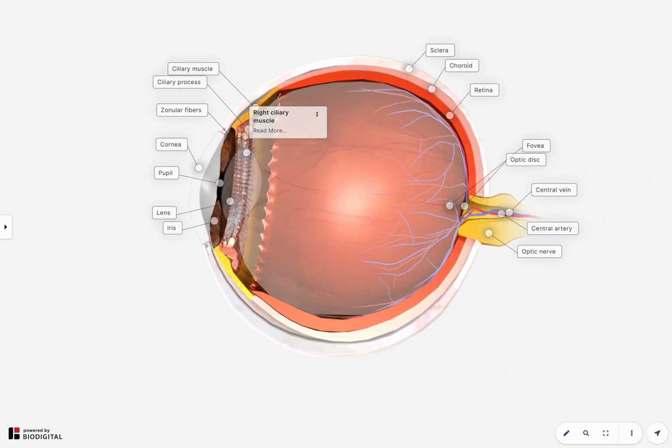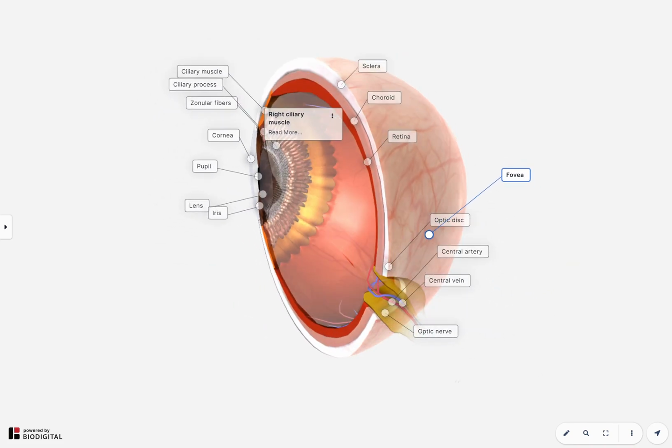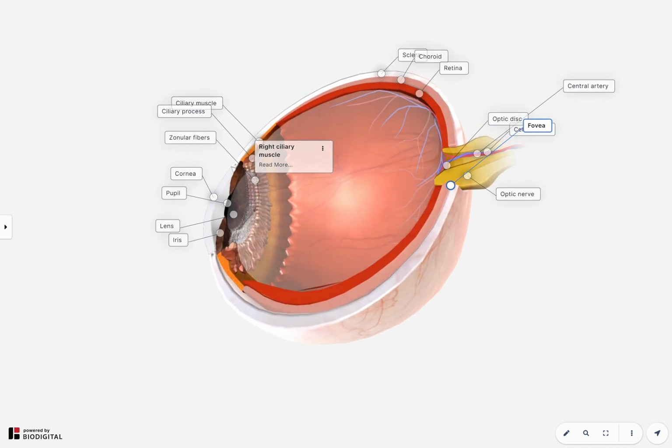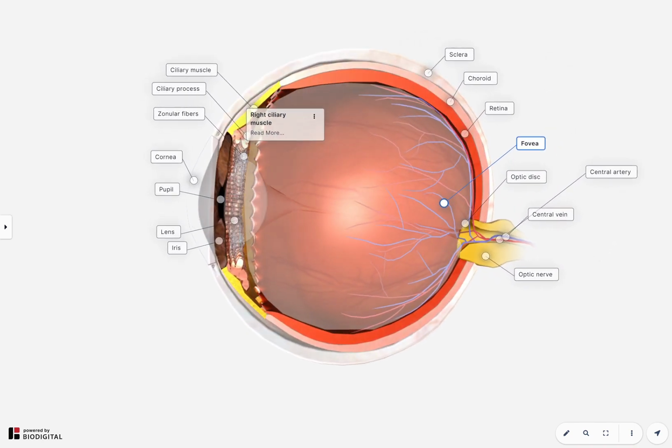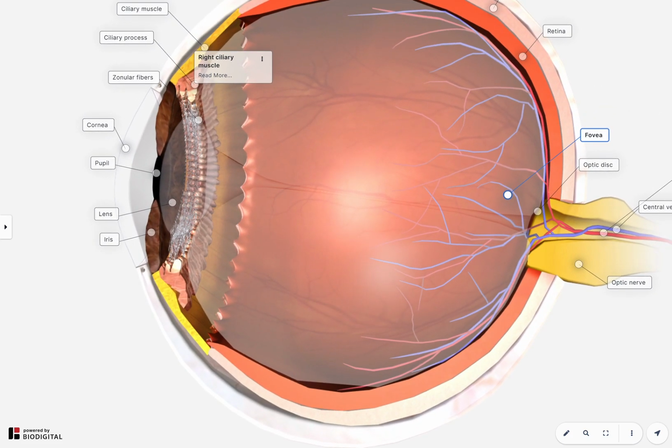So that would be all. There's a blind spot present in the eye, known as the fovea, and that would be all. Where the optic nerve enters the eyeball is known as the optic disc. That would be another thing which you need to know. So that would be all about the anatomy of the eye.